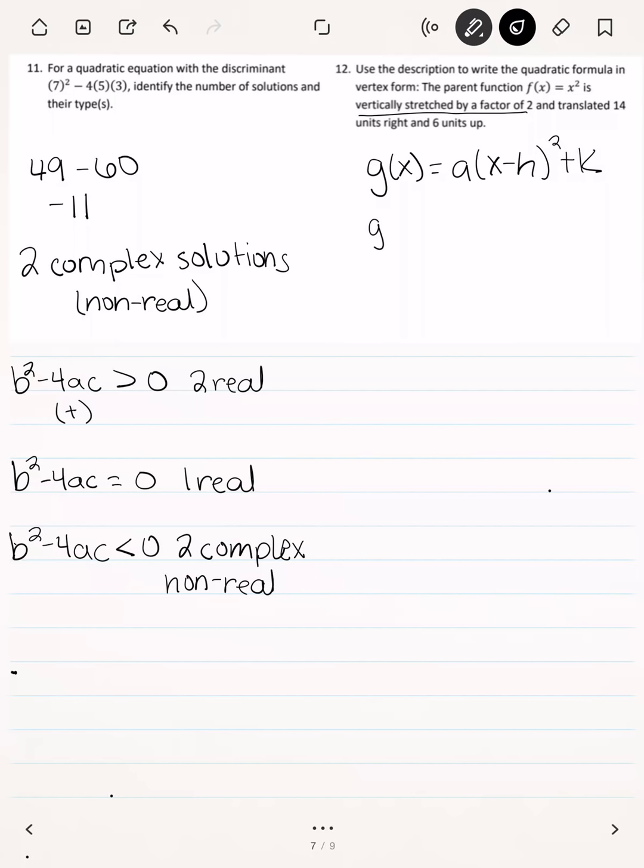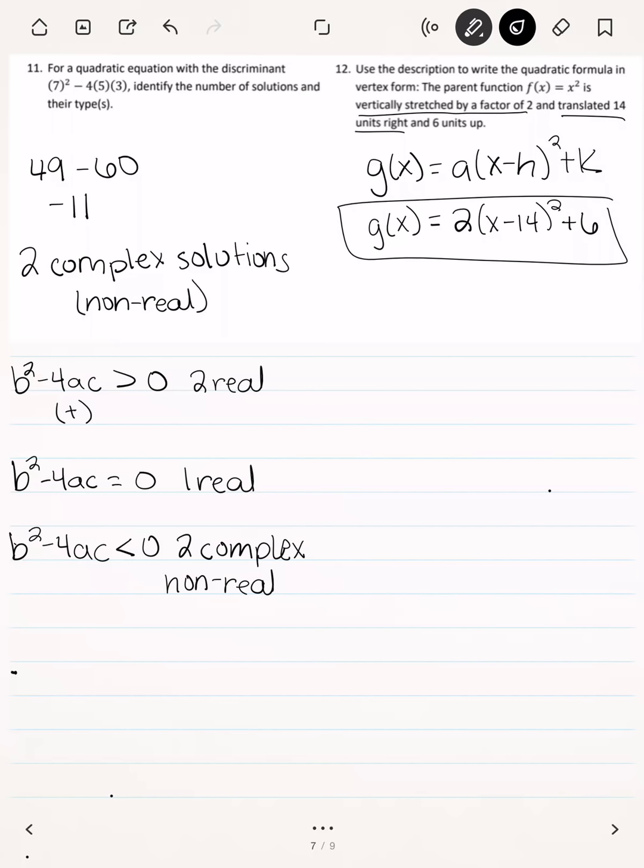Okay, so because it's vertically stretched, that means it's my a value, so 2. And then it's translated 6 units to the right. Remember, if it's going to the right, it's in the positive direction, but it looks negative in my equation. And then up 6, so put plus 6 for the k. And there's my new function.